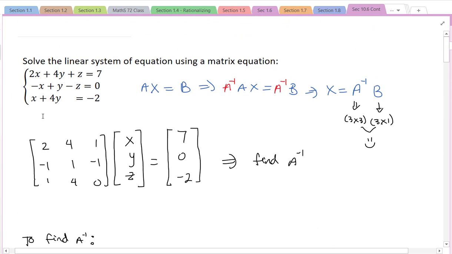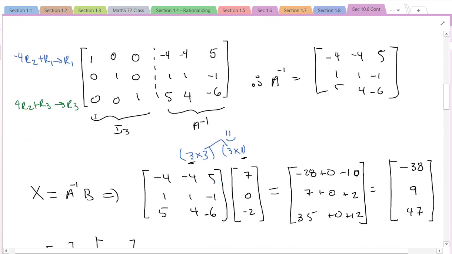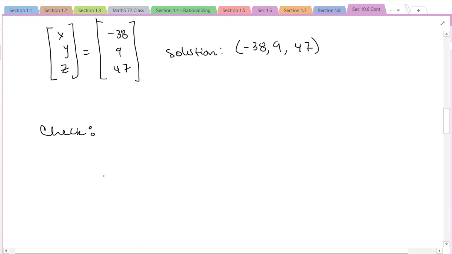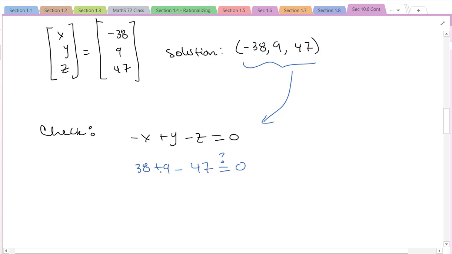So the original system: we have x plus 4z equals negative 2. I'm going to check it in the second one and the third. So the second one is negative x plus y minus z equals 0. So does that check for this particular point? So I'm going to have negative of negative 38, so positive 38 plus 9 minus 47. Does that equal 0? 38 plus 9, so that is 47, minus 47 is in fact 0.